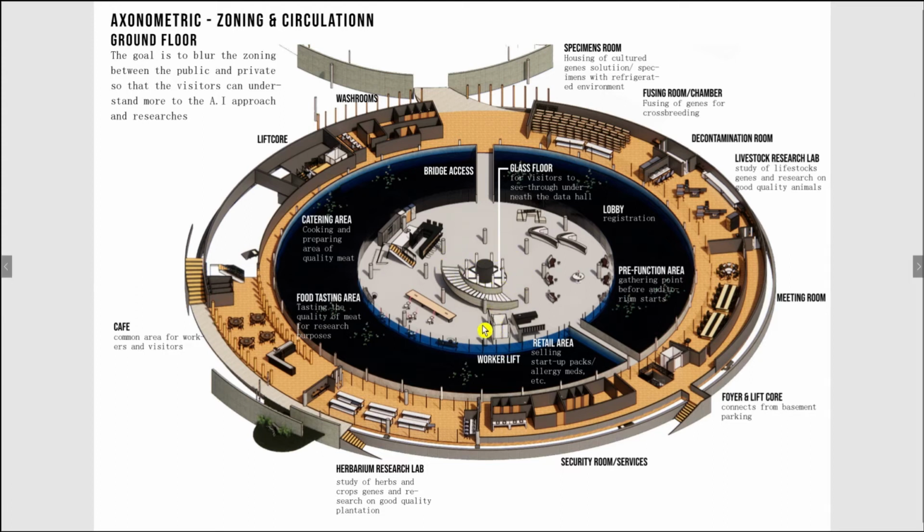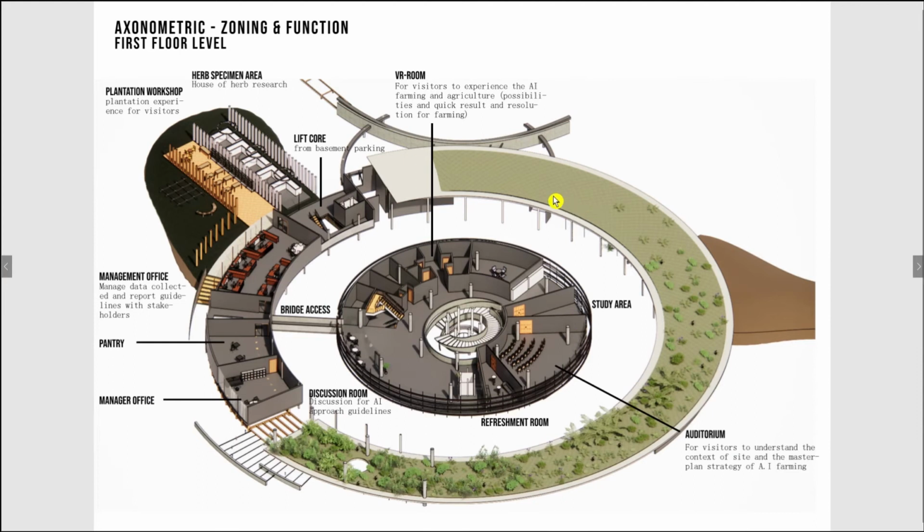And the worker lift is placed dedicated only for workers at the site. Also, the quarry water is raised to waist level, 1200 mm, to give the sense for the visitors to merge themselves into the quarry biodiversity. Next, this is the axonometric view of the first floor level, and this is the sloped green roof as mentioned, that's sloping up.